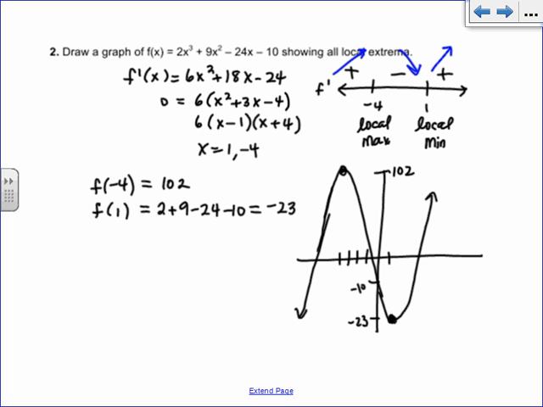Yes? Whenever you say that you're testing the numbers, what are you testing? I'm testing in the derivative. So when I'm testing like -5, for instance, I was saying 6 is always positive. -5 minus 1 is negative. -5 plus 4 is negative. So negative times negative is positive.